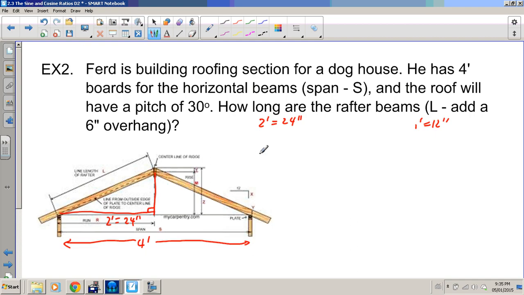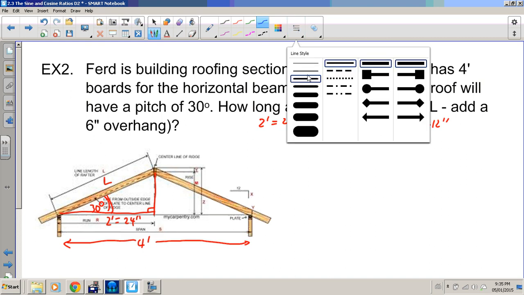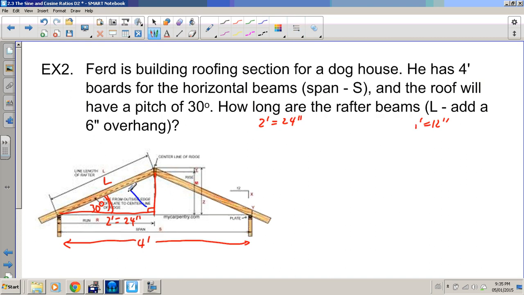And then what are we asked to find? Well, what else have we got here? The roof will have a pitch of 30 degrees. This is 30 degrees in there, and so there's my angle. And what do I want to find? How long are the rafter beams? The rafter beams is this part here, L. So from this angle that's given, what are the sides? So I've got the hypotenuse, right? This is the hypotenuse. This is the adjacent side.